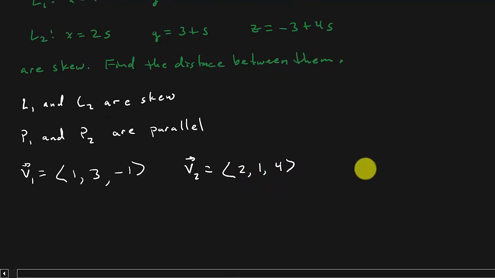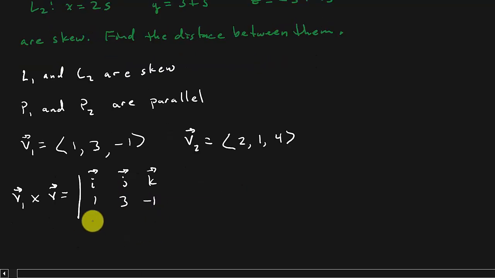So these two vectors are parallel to the planes. So I need a normal vector to the planes. So if I find the normal vector to V1 and V2, then I've got my normal vector. So how am I going to do that? Well, that's easy, isn't it? That's the cross product of the two vectors. So that's I, J, K, and so 1, 3, negative 1. Then we got 2, 1, 4.